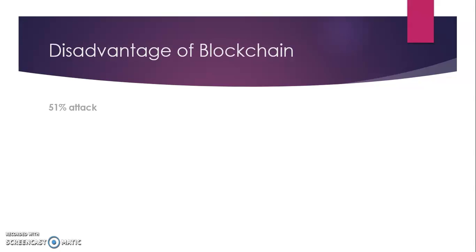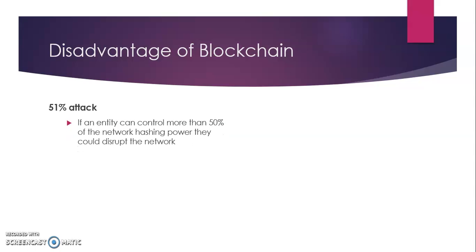So what are some of the disadvantages of this? There's this thing called a 51% attack. If an entity can control more than 50% of the network's hashing power, they could disrupt the network. So another disadvantage is inefficiency. It takes a lot of computer energy to find a valid block hash. These block hashes usually take about 10 minutes to generate, and it takes multiple computers to make this work out. This is why Bitcoin has a mining system.